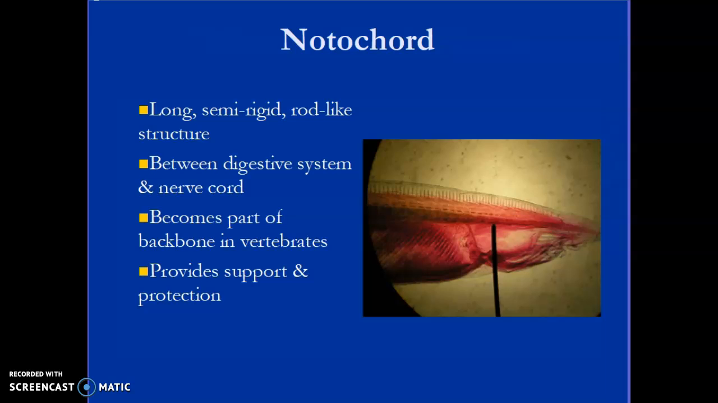Okay, so let's go over each one of these individually. A notochord is a semi-rigid, rod-like structure. It basically gives the organism structure and some protection. It is between the digestive system and the nerve cord. It will become part of our backbone. In vertebrates, like for us, it becomes the cartilage discs in between each one of our vertebrae, and it provides support and protection. Okay, you see it pointing to this in this organism here, which we'll talk about in a minute.